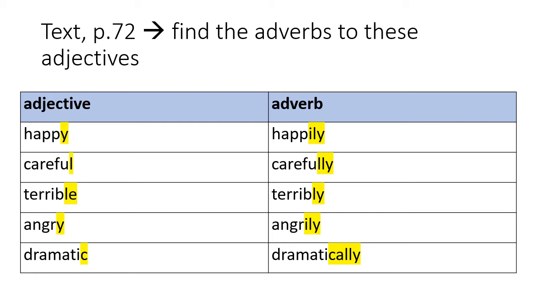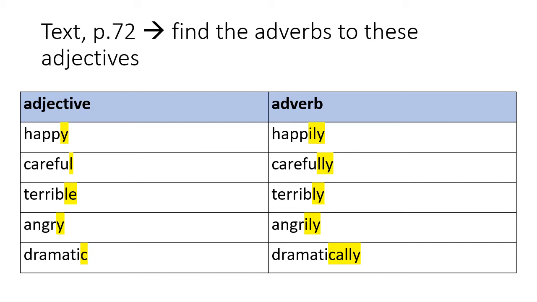Terrible ends with an E, but the E is silent. So the last letter we can hear is the L. Terrible. That E just disappears for the adverb. Now we have terribly. But for dramatic, we have to add something to make an adverb.